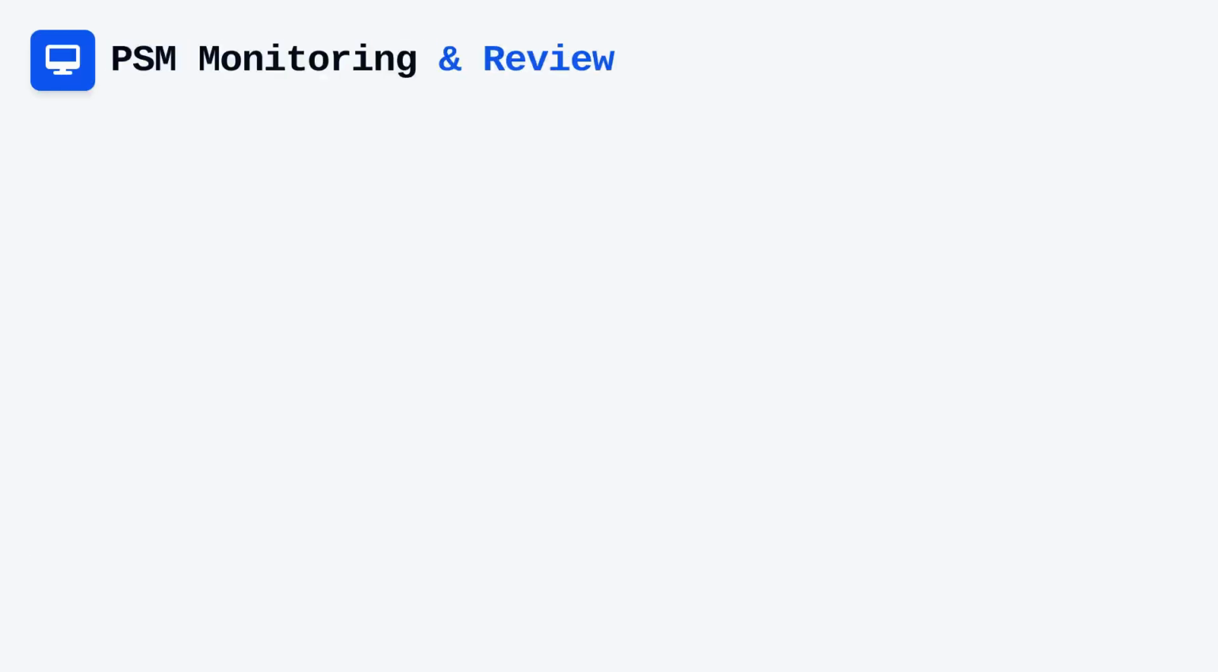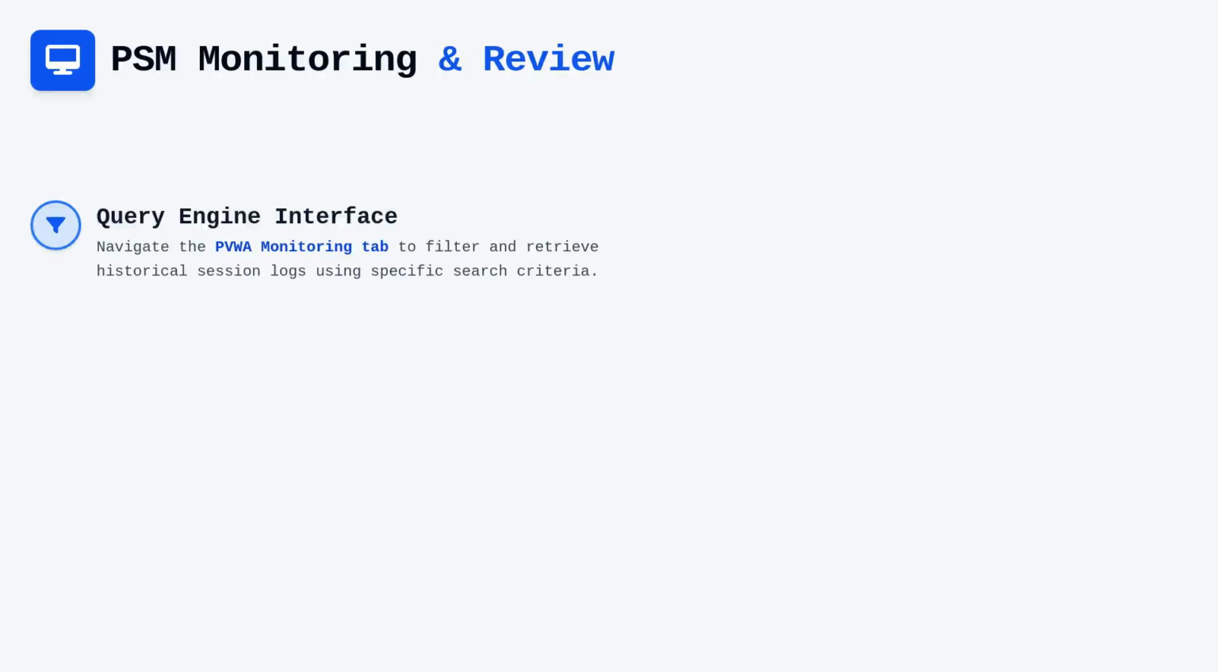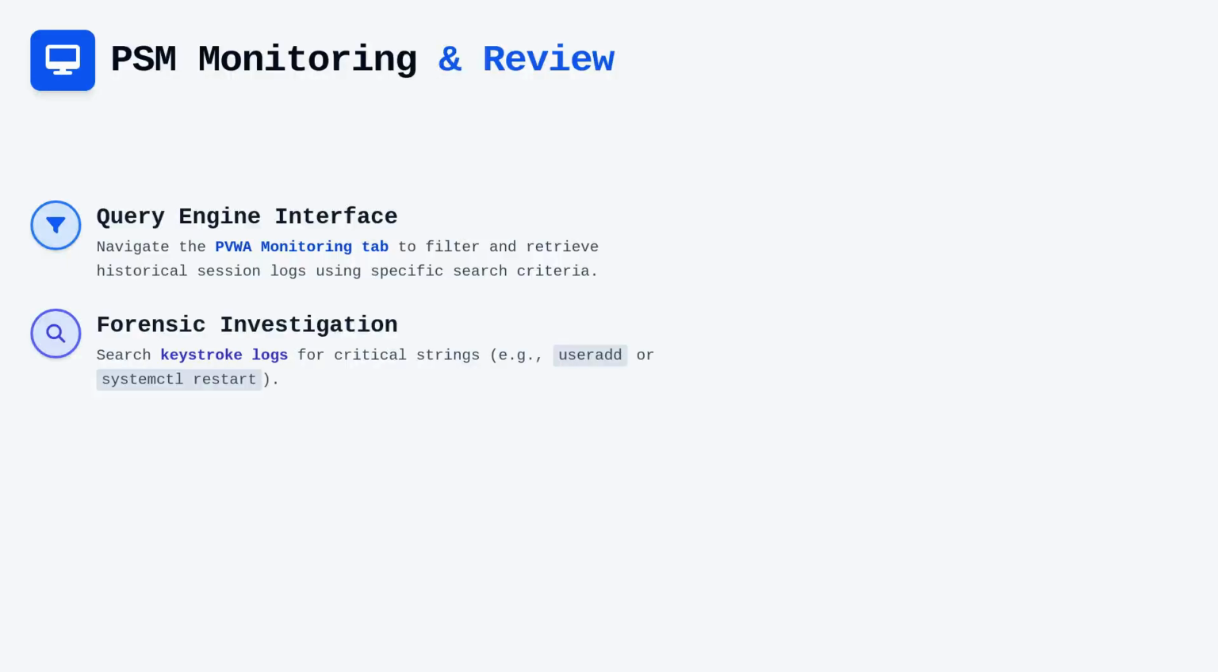Once sessions have been recorded and the logs have been processed, the PSM Monitoring tab serves as our primary interface for review. This dashboard acts as a query engine for the recorded session data within the PVWA. When you navigate to this section, you are presented with a list of historical sessions that you can filter based on various criteria. For audit and forensics, searching for specific commands executed during an SSH session is a standard operational procedure. If you are investigating an incident, you can search for specific strings, such as commands involving user creation or service restarts, within the keystroke logs.